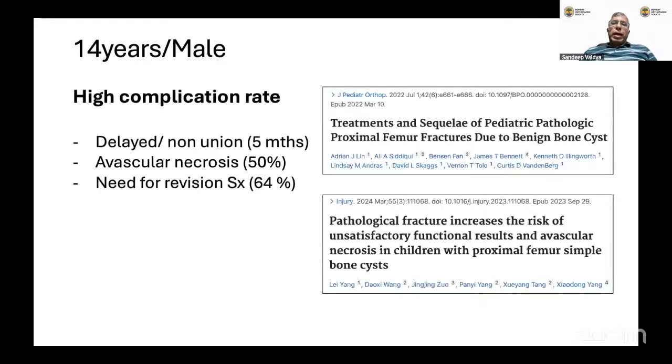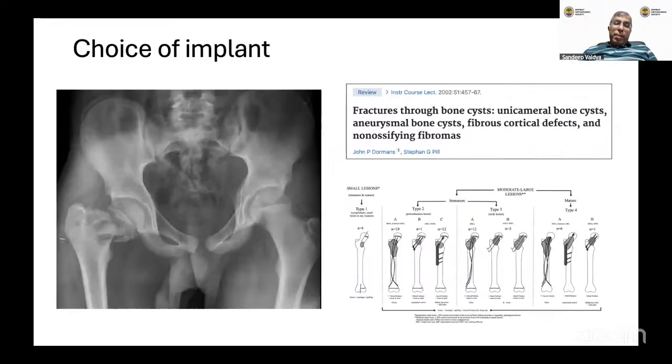Now, considering the complications, if you look at the literature, for a pathological fracture through a proximal femur benign cyst, the rate of complications is very high. The union is most often delayed up to about 5 to 6 months. Avascular necrosis rate is about 50%, and the need for revision surgery is as high as 64%. So we counseled the parents accordingly beforehand. And what implant should we use?